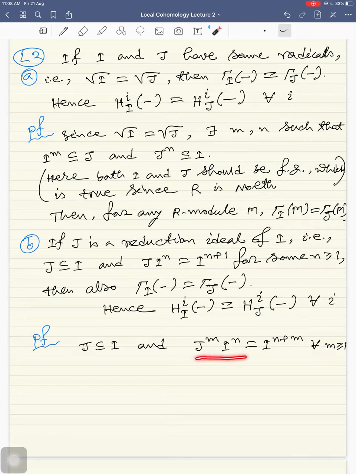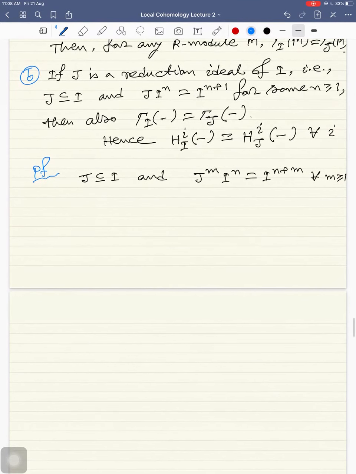And again using this one, if you see that some element is annihilated by J power m, then that will also be annihilated by I power n plus m. So you can have this containment. So that means you can have this equality. So both the functors are the same and they induce the same right derived functors. So in particular, the ith local cohomology functor with respect to the ideal I is the same as the ith local cohomology functor with respect to the ideal J. And this completes the proof of this second statement.